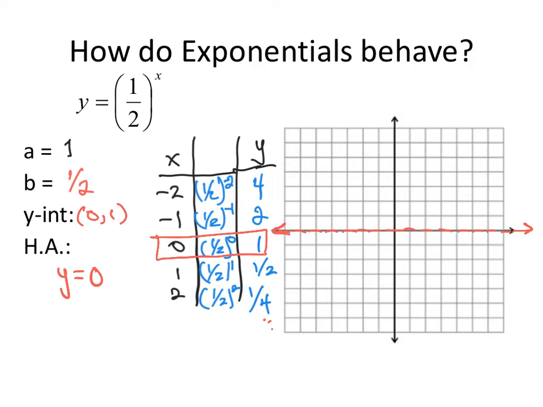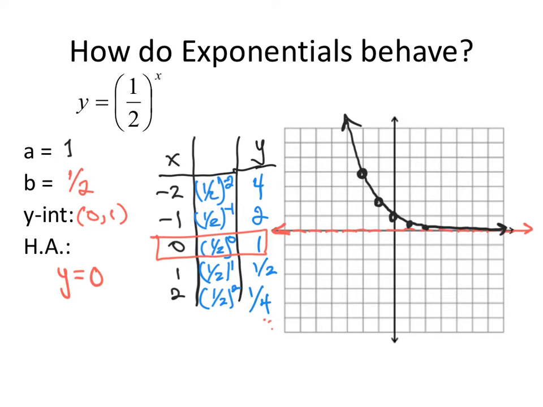And then we can go ahead and plot (-1, 2), (0, 1), (1, 1/2), and (2, 1/4). And if you notice, this looks exactly like what we were dealing with before, but exactly the opposite. So this is decreasing from left to right, where our other example was actually increasing from left to right.